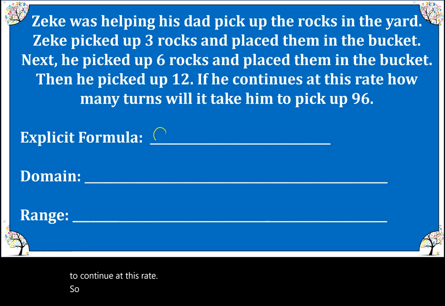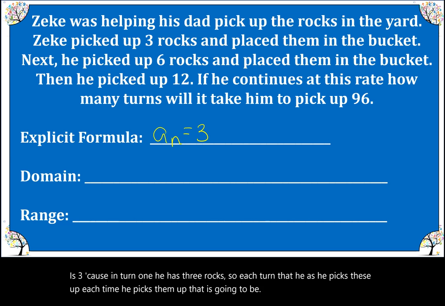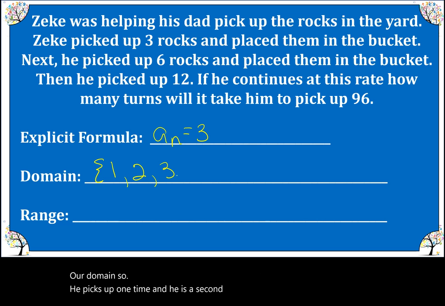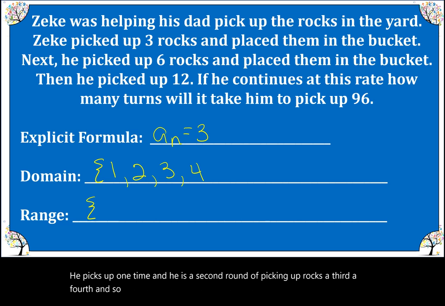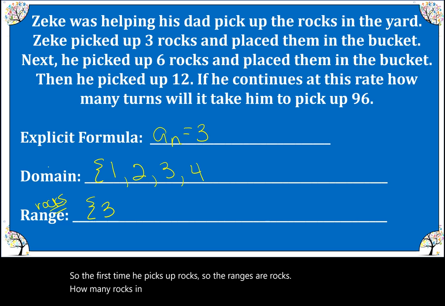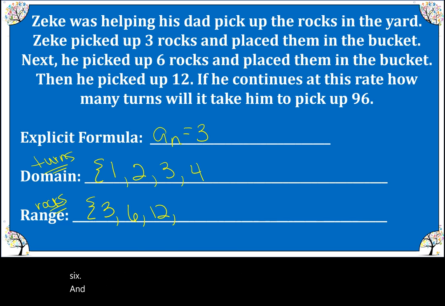So the explicit formula. So in this case, the first term is 3, because in turn 1, he has 3 rocks. So each time he picks them up, that is going to be our domain. So he picks up 1 time, then he has a second round of picking up rocks, a third, a fourth, and so on. So the range is our rocks, how many rocks, and the domain is how many turns or rounds he's picking up. And he is doubling, and it's the second time he has 6, and then 12. And so our pattern is, he starts out with 3 rocks, and he doubles each time.